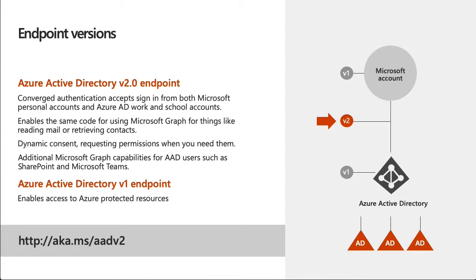If you had installed the app and the first time you went to log in, it says, I need access to your microphone and your camera and your photos, you may be a bit turned off by the app and say, I don't want to give you all those permissions. I just want to post some text to this social network. That's what dynamic consent is all about. It allows you to incrementally just grant these permissions. And you can learn more about the V2 endpoint if you go to aka.ms/aadv2.